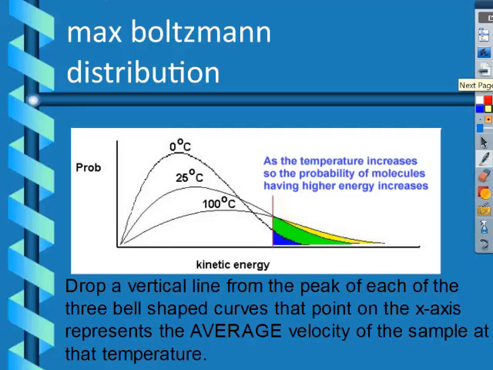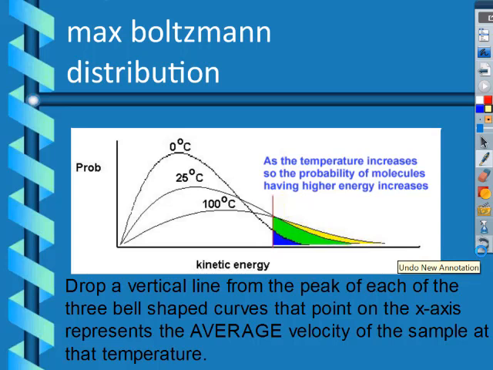You'll need to be able to read a graph like the following. These are referred to as Maxwell-Boltzmann distributions. They look a little complicated, but they're not. So we see the same gas at 0 degrees, 25 degrees Celsius, and 100 degrees Celsius. We have the probability of a gas at that kinetic energy. On the x-axis, we have kinetic energy.